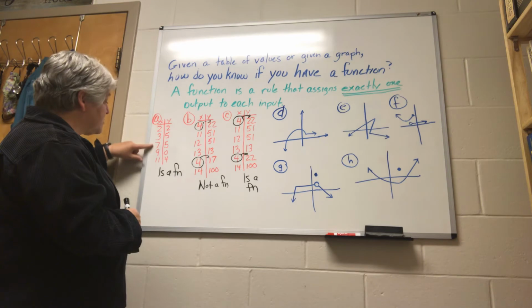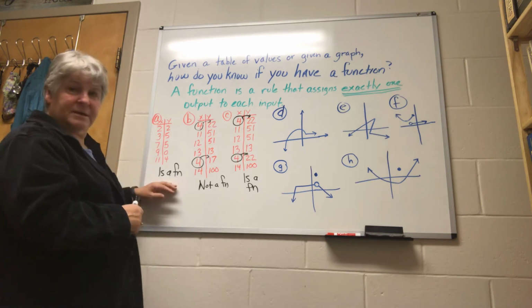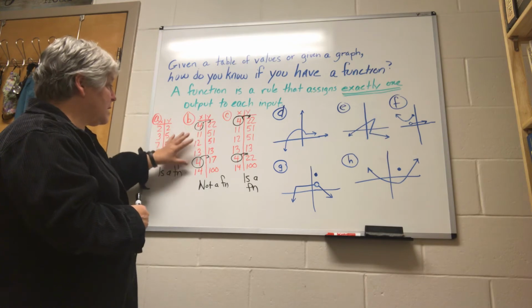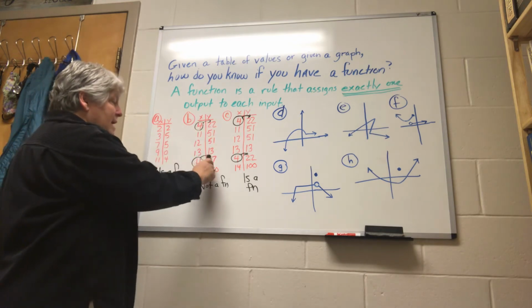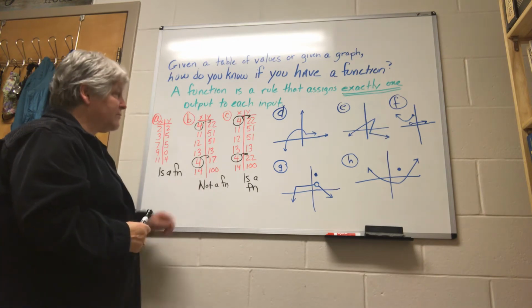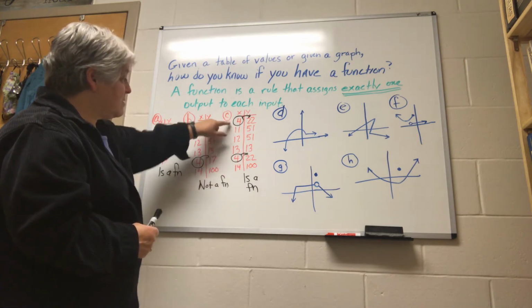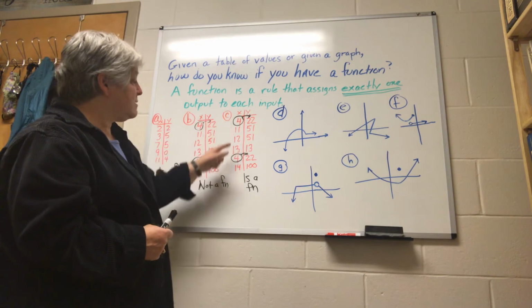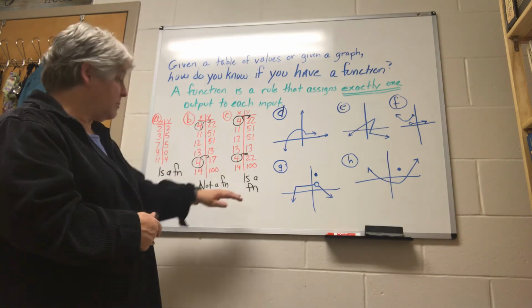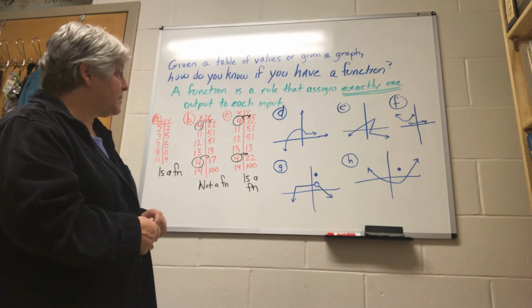If every x is different from itself, automatically it's a function. If any x's are repeated, make sure that they give the same y every time. In this case it didn't, so it was not a function. In this case, the 4 is listed twice, but it's continually assigning 4 to 22, so that's not a problem, it would be a function.